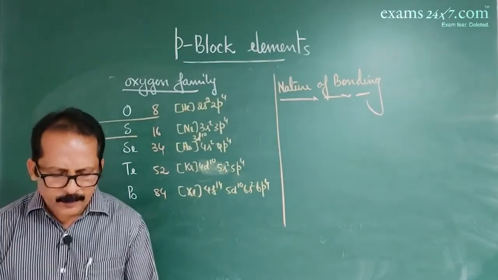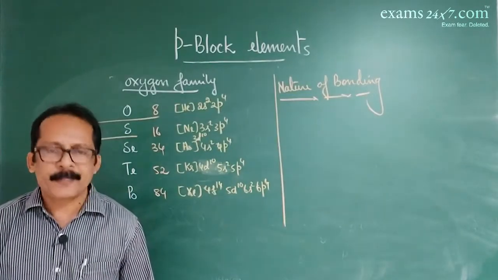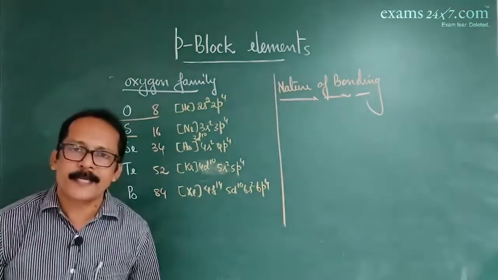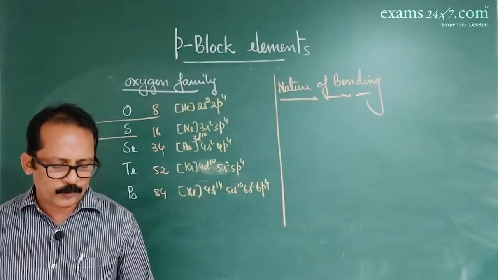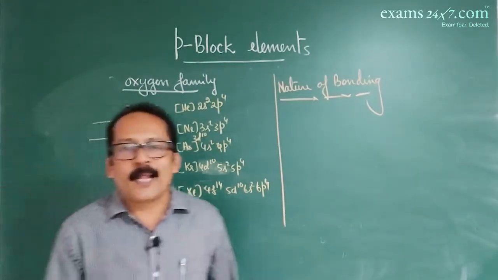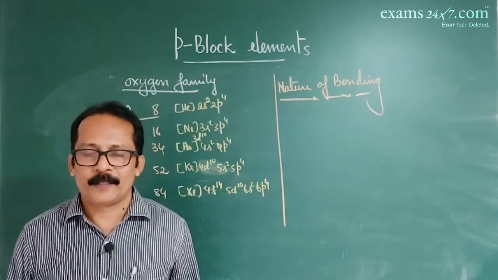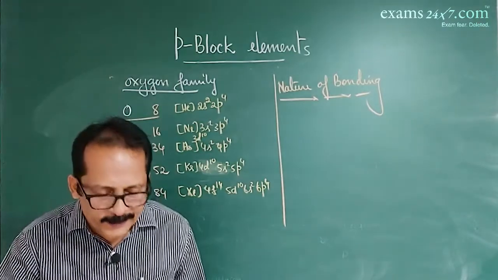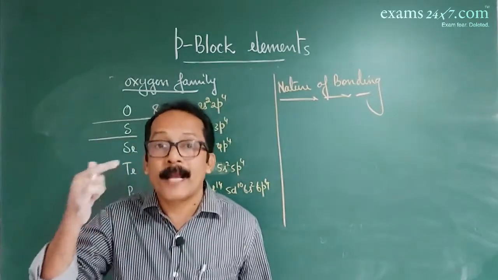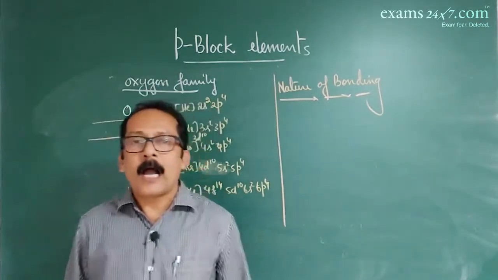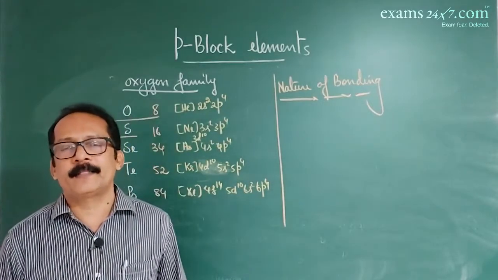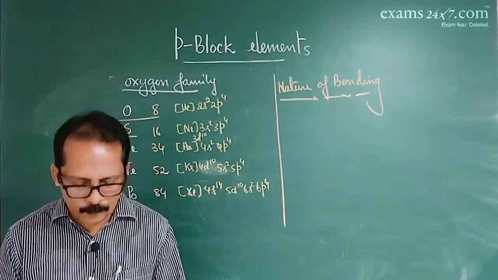So all the members exhibit allotropy, but the tendency to exhibit allotropy decreases down the group. Oxygen exhibits allotropic forms like dioxygen and ozone, O3. Sulfur exhibits monoclinic sulfur, rhombic sulfur, plastic sulfur, then amorphous sulfur. These are the different allotropic forms of sulfur.